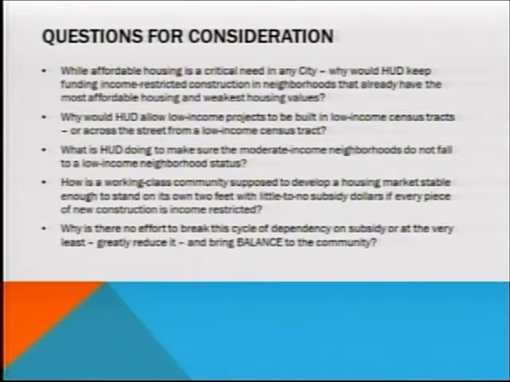How is a working class community supposed to develop a housing market stable enough to stand on its own two feet with little to no subsidy dollars if every piece of new construction is income restricted? So my question today is, why is there no effort to break the cycle of dependency on subsidy, or at the very least, greatly reduce it, and bring a balance to the community? We need balance in North Minneapolis.